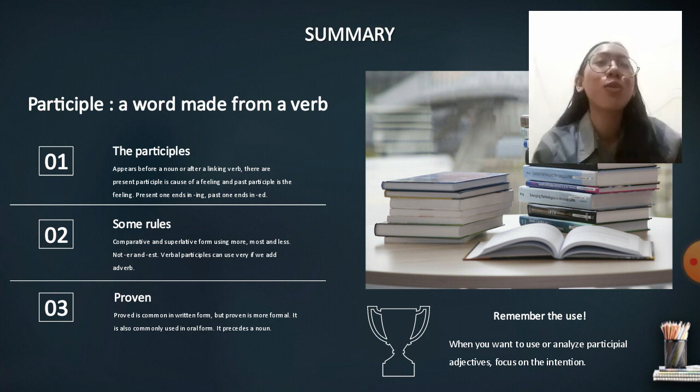And just to make it easier for you guys, if you want to use or analyze participial adjectives, we have to remember the use of it. We have to focus on the intention. If we want to show our feeling, then we can use past participle. If we want to show the cause, we can use present participle.